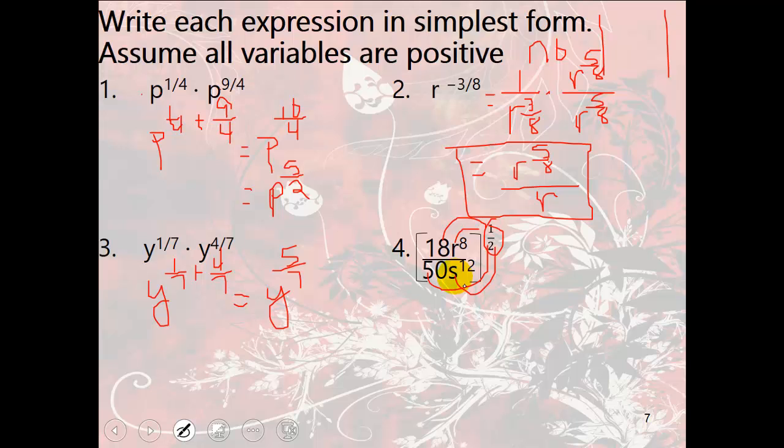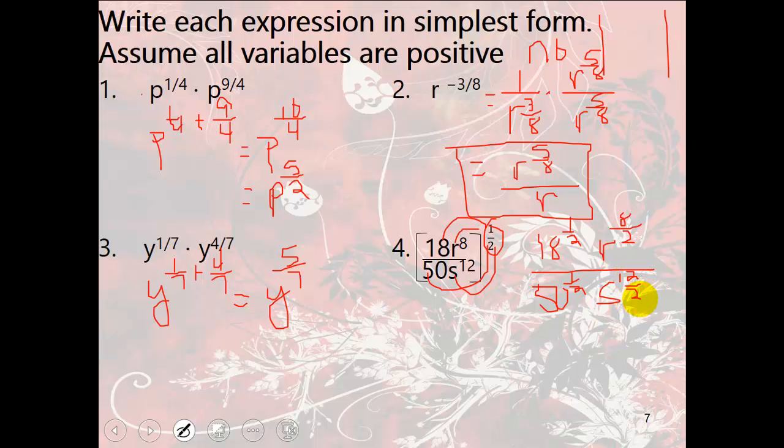So I'm going to have 18 to the 1/2. That's like the square root of 18. r to the 8 times 1/2, or 8 over 2. 50 to the 1/2. s to the 12 over 2.